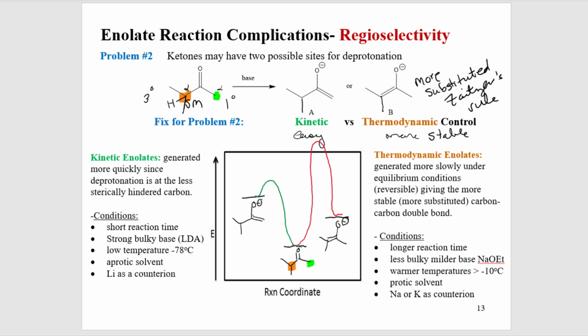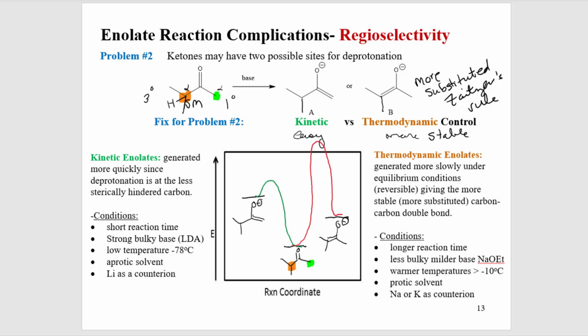Okay, so now let's take a look at the things we do have control of when we're in a laboratory. Let's think about conditions as they relate to the kinetic enolate. So I'm defining on the left here that kinetic enolates are generated more quickly since deprotonation is at the less sterically hindered carbon. To do this, we need short reaction times. We don't want the molecules to kind of roam around and find the best thing for themselves. We want them to do it quickly.